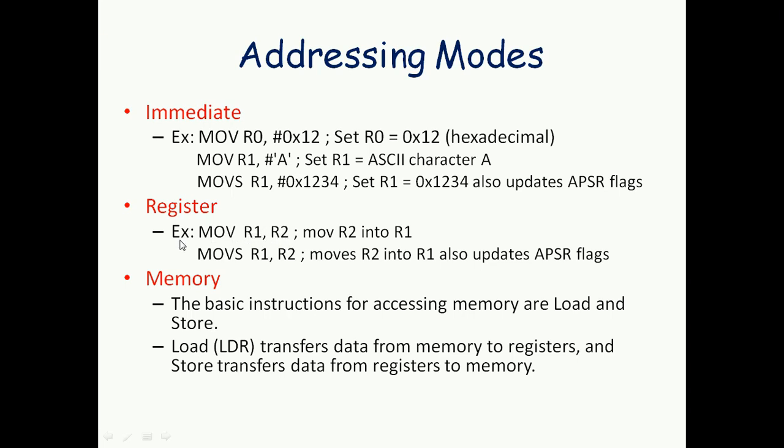As you can see, in some examples I have written: MOV R1, R2. You are moving the content of R2 into R1, from source to destination. The source here is R2 and the destination is R1. Similarly, another example: MOVS R1, R2. Along with the movement of data from R2 to R1, the APSR flags get updated. Those APSR flags are the negative flag, carry flag, zero flag and overflow flag.